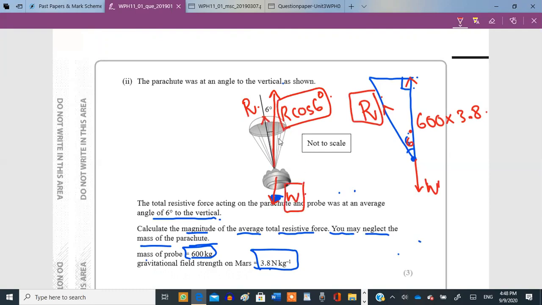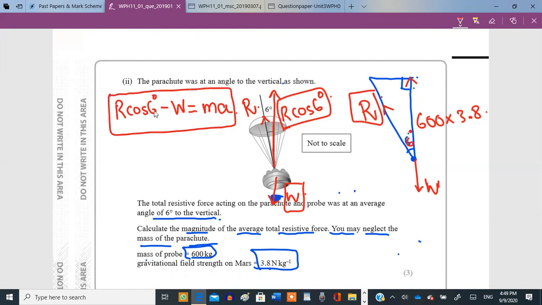And now since the parachute is decelerating, R cos of 6 degrees minus the weight is going to equal the mass multiplied by the acceleration of this probe. Remember Newton's second law, which says the greater force minus the lesser force is equal to ma. Actually, F is equal to ma, this formula. F is the net force, right? You're not going to subtract that R from W, because R is not acting directly against W. It's the R cos of 6 that is acting against W, okay?